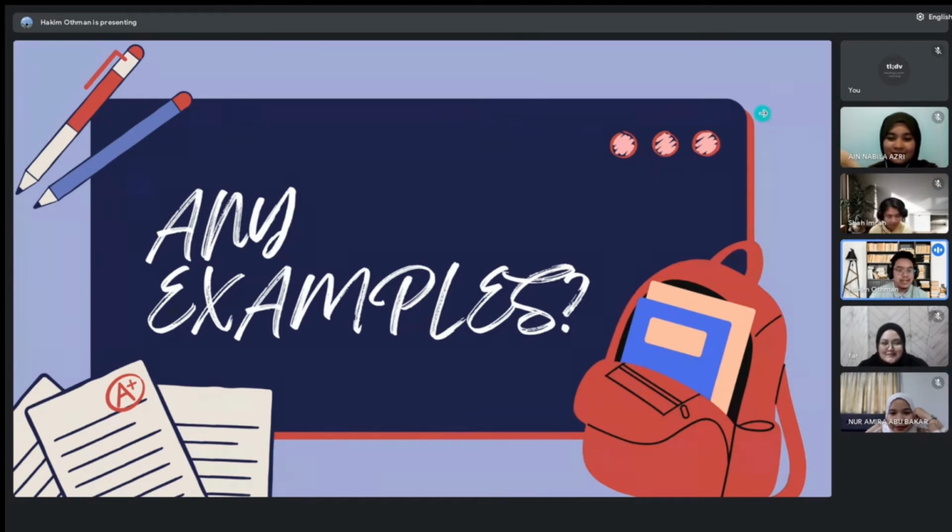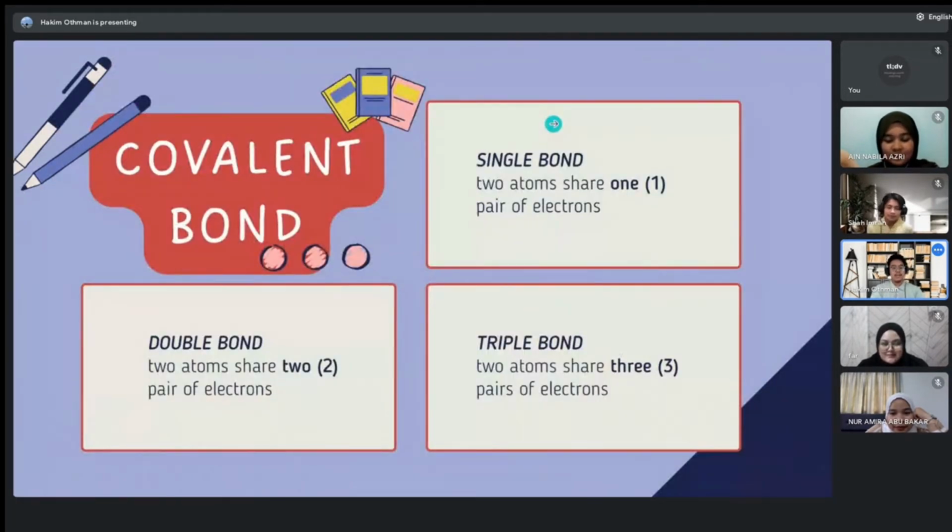All right, so the next one, we're going to go through the covalent bond, okay? So covalent bond, for your level, there are 3 types, which are single bond, double bond, and triple bond. So what is single bond? 2 atoms share only 1 pair of electrons. For double bond, 2 atoms share 2 pairs of electrons. For triple bond, 2 atoms share 3 pairs of electrons. Okay, I need you guys, as usual, to remember the keywords. This one is for covalent bond. Single bond, 1 pair; double bond, 2 pairs; triple bond, 3 pairs.